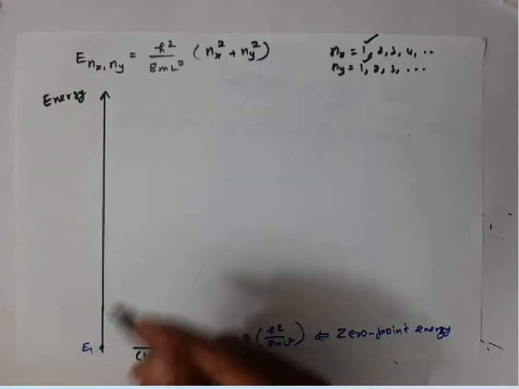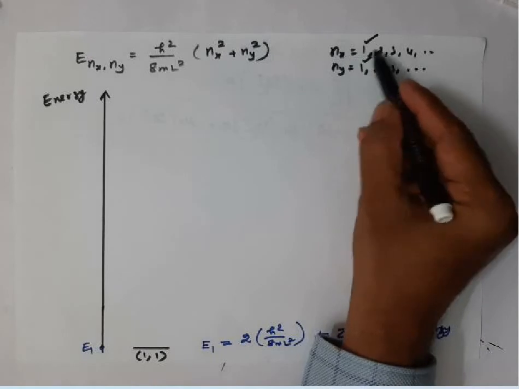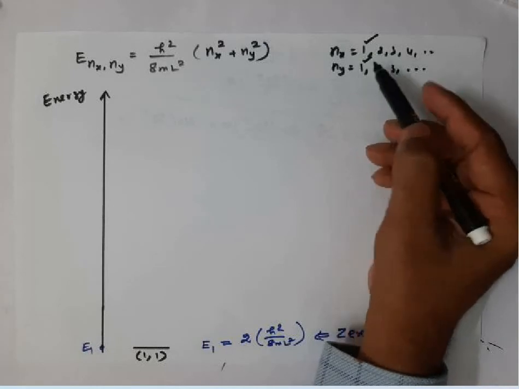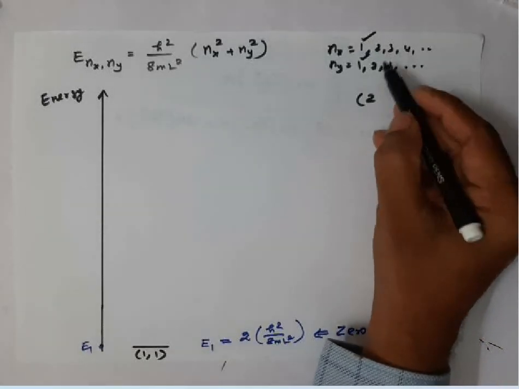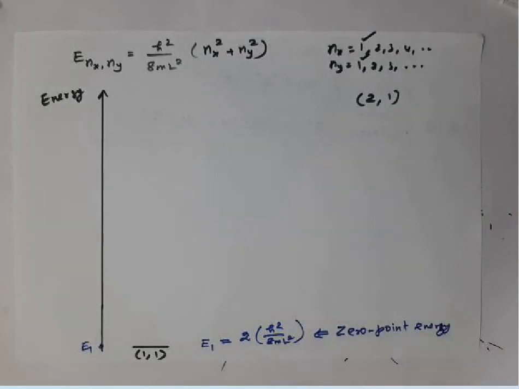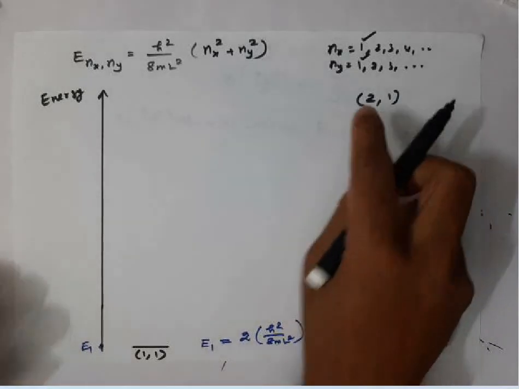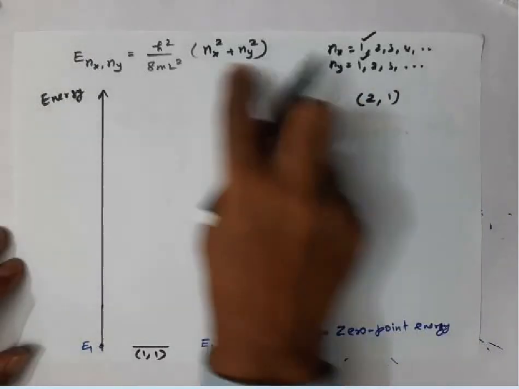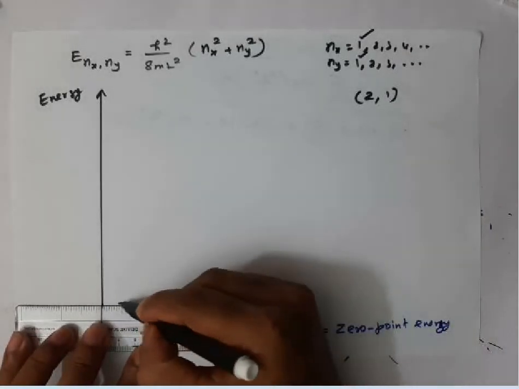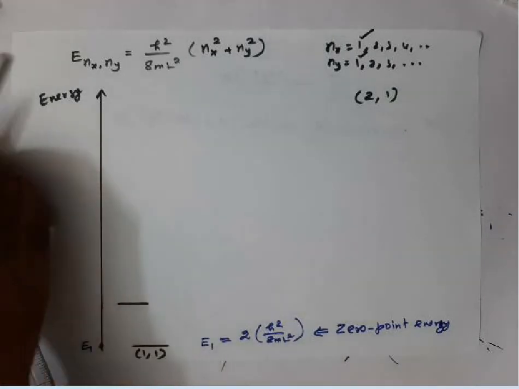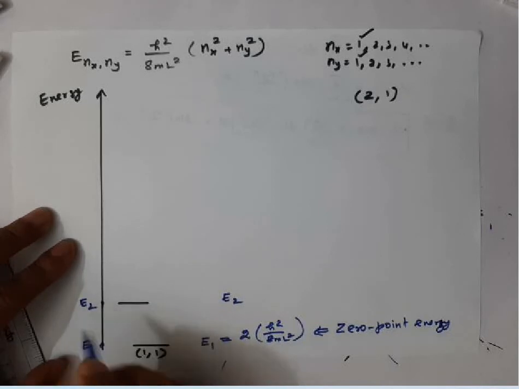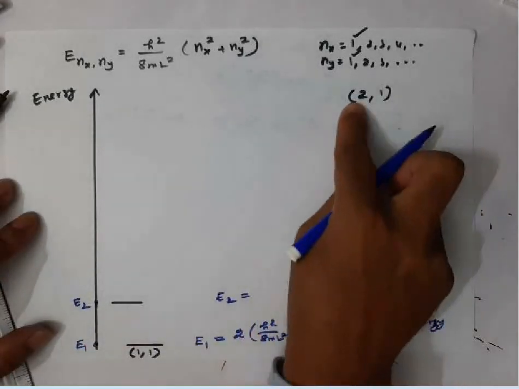Now if you go to the next level, what you have to do is increase nx and ny. But I will first increase nx and keep ny as such. Take nx as 2 and ny as 1. If I take nx as 2 and ny as 1, I will get a state, a wave function. If you substitute these values here, you will get E2. This is the energy of the first excited level. E2 equals, put nx as 2 here.